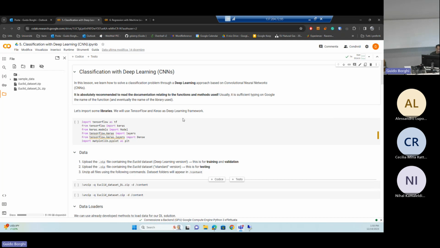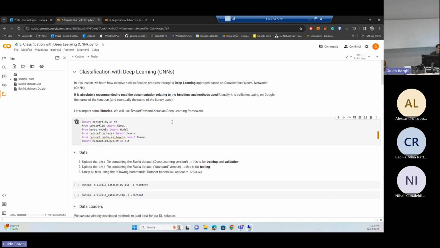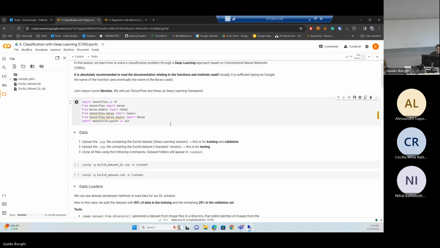Classification with deep learning using convolutional neural network. So as usual, we import the TensorFlow and Keras libraries since, as I told you, we use TensorFlow and Keras to handle the complexity of deep learning solutions. Then we are going to use two different datasets, the deep learning version of the Euclid dataset for training and validation, and the standard, common Euclid dataset for testing.